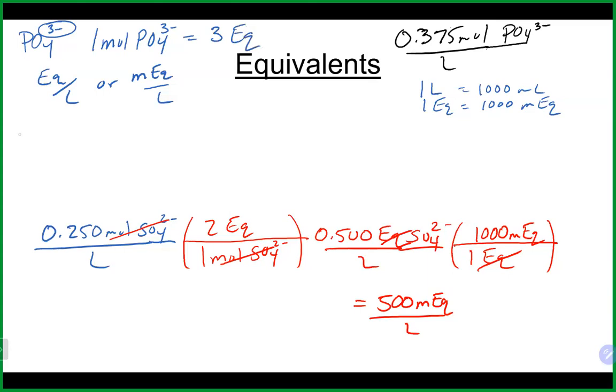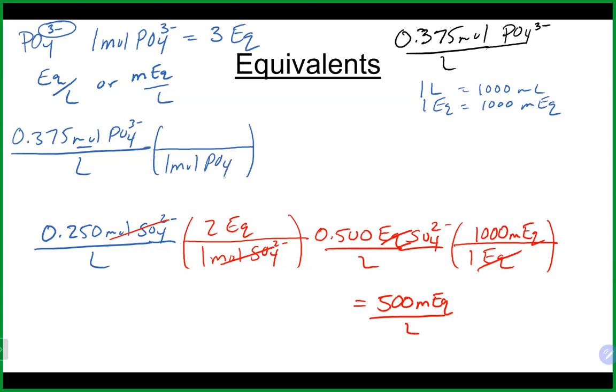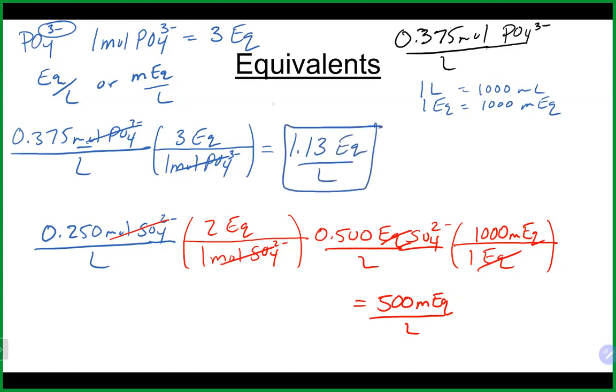That means that if we started with 0.375 moles of phosphate per liter, the only thing we want to change here is the moles part. So we'll use that as a conversion factor. In 1 mole of phosphate, there are 3 equivalents. The moles of phosphate will cancel, and that would get us 0.375 times 3, which is something like 1.1. We'll round it to 1.1 equivalents per liter, which would be one of the units we were looking for. Any questions on that calculation there?